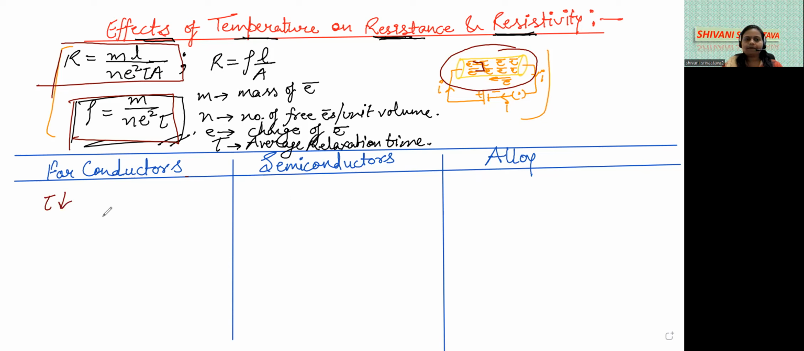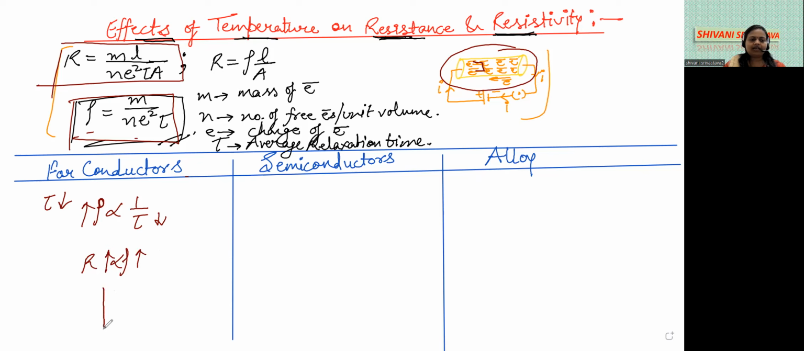For conductors, the number of electrons will be constant and will not be so effective. So the relaxation time will decrease. As resistivity is inversely proportional to the relaxation time, you can get it from here only. So when the relaxation time decreases, resistivity will increase. Got it? And as we know, resistance is directly proportional to resistivity. So if resistivity increases, resistance will also increase.